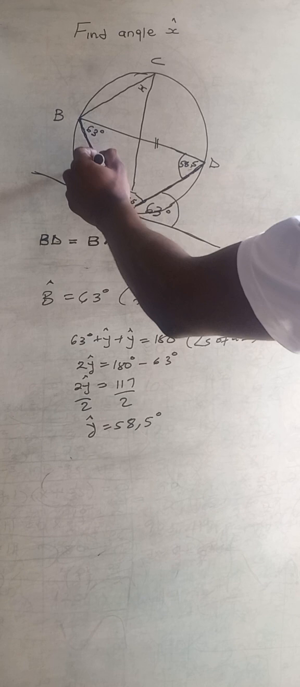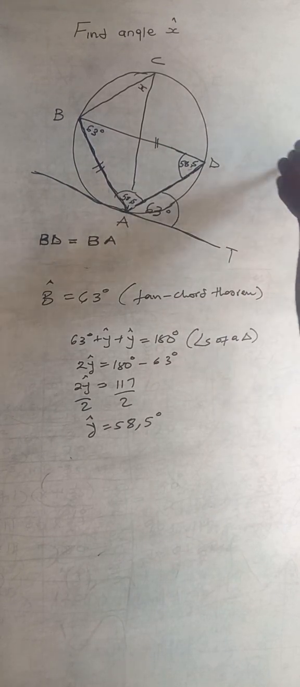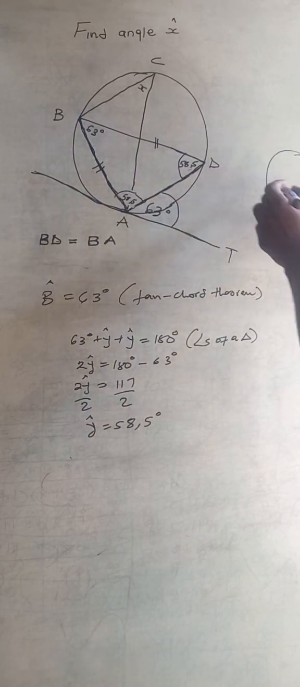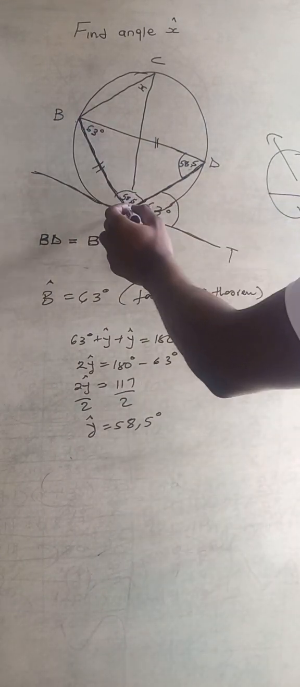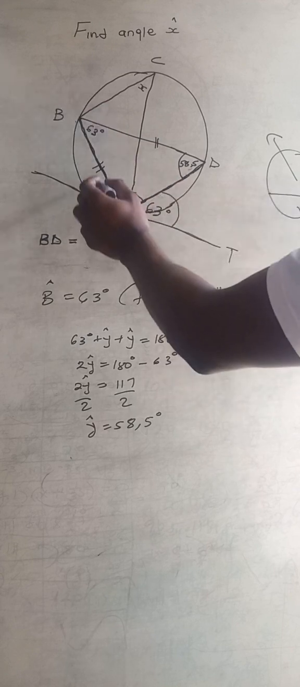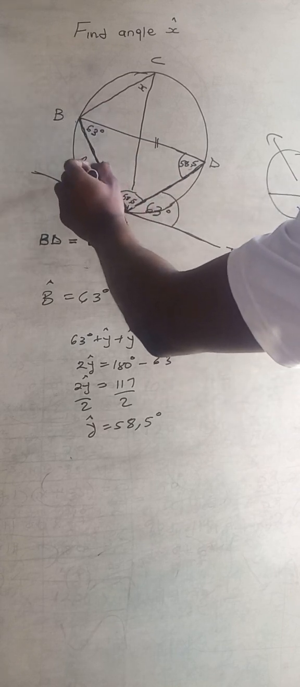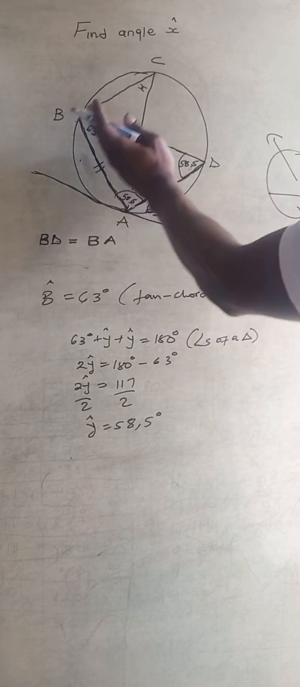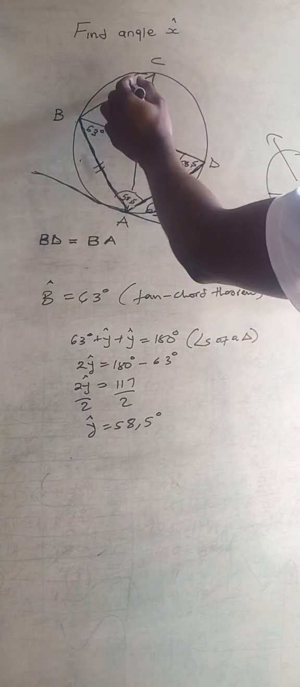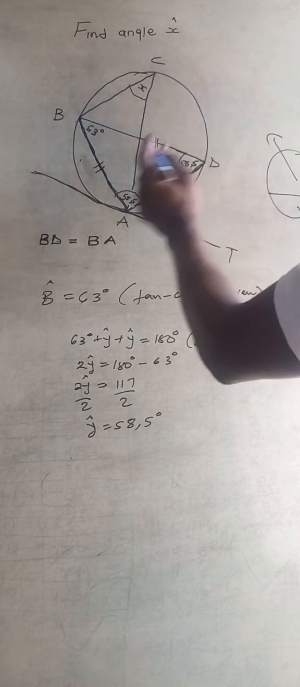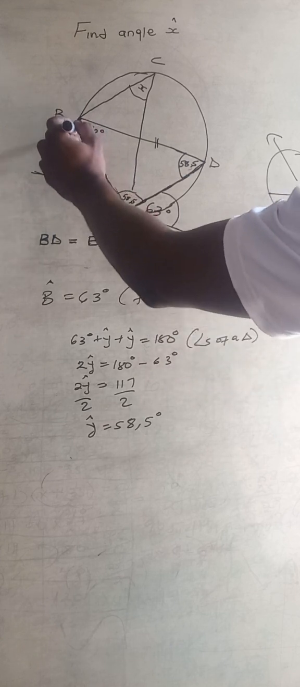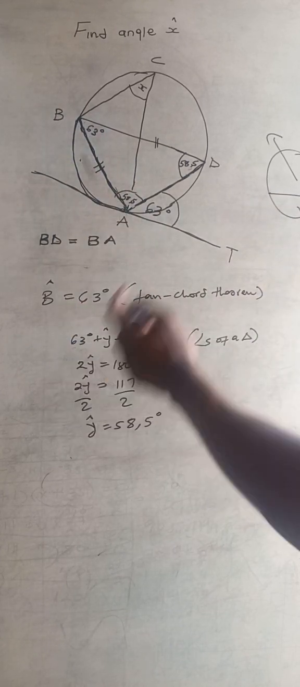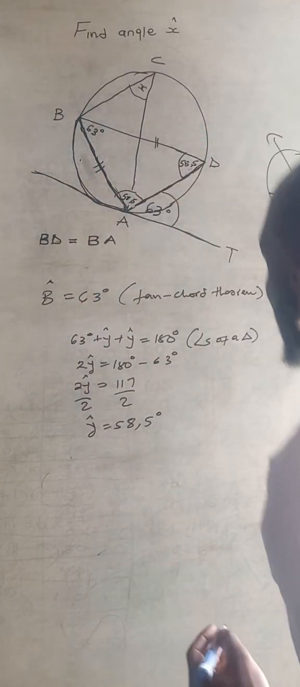If this angle is 58.5 degrees, we have talked about angles in the same segment. This is a chord. A chord divides the circle into two segments. This will be the minor segment, and this will be the major segment. If we look at chord BA or AB, this is the minor segment and this is the major segment. You can see that these angles are in the same segment and they are subtended by the same chord AB or by the same arc AB. Therefore, these two angles are equal.